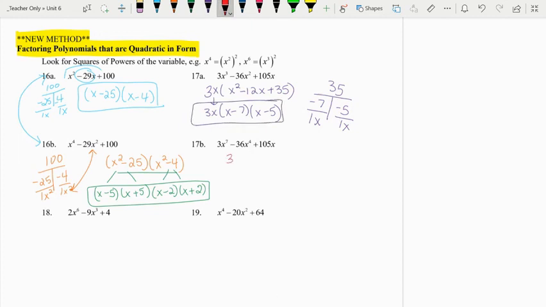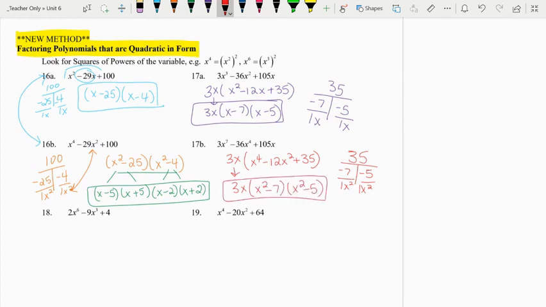So on the second one, we would take out a 3x again, because it's the same problem. But this time we're left with x to the fourth minus 12x squared plus 35. So when we create our t-chart, we again would have negative 7 and negative 5, but we would have a 1x squared in the denominator. So we have 3x and then x squared minus 7 and x squared minus 5. And we can't break those ones down because 5 and 7 are not perfect squares.